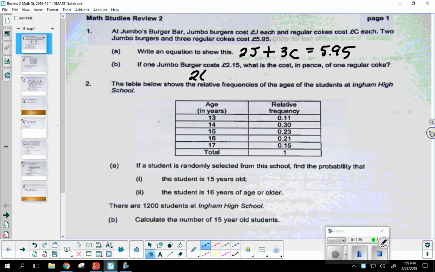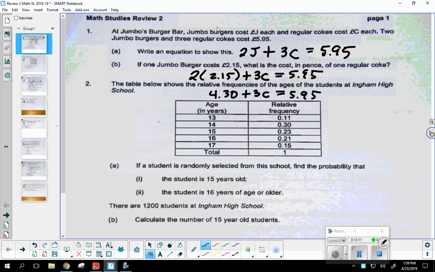So 2 times 2.15 plus 3C equals 5.95. So if I double 2.15, 4.30 plus 3C equals 5.95. 3C. This problem is pretty 3C. Very easy, 3C. Not one of my best. Yeah, kind of. Well, it's not snooker, but you know.